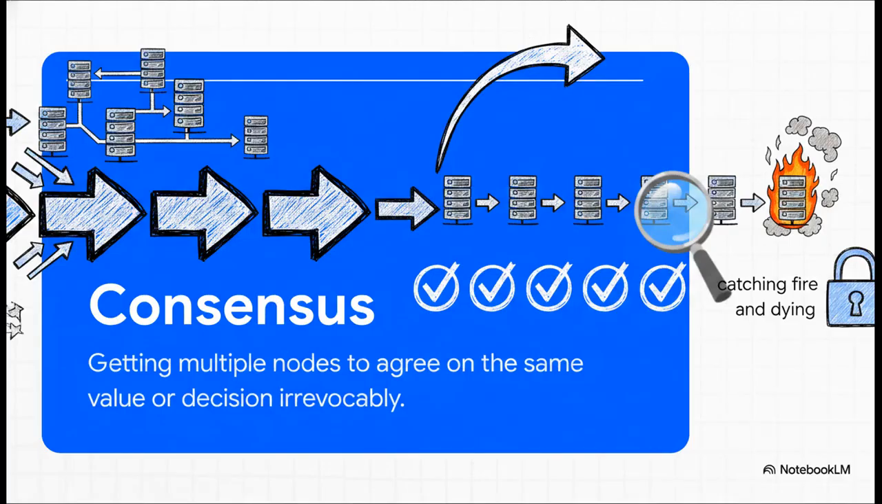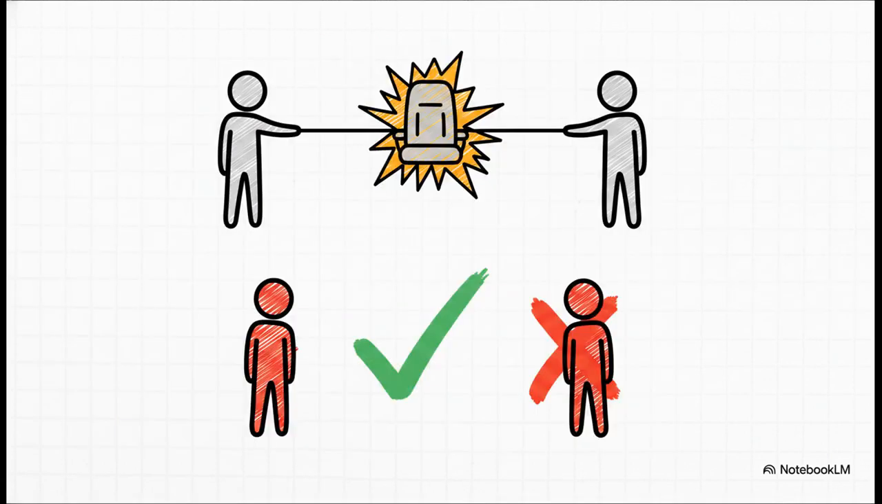Basically, consensus is about getting multiple nodes to agree on the same value or decision. But here's the kicker. That decision has to be completely irrevocable. It's not just about agreeing in the moment. If a node makes a proposal and then literally catches fire a second later, the rest of the system absolutely must remember and uphold that exact same decision. No takebacks.